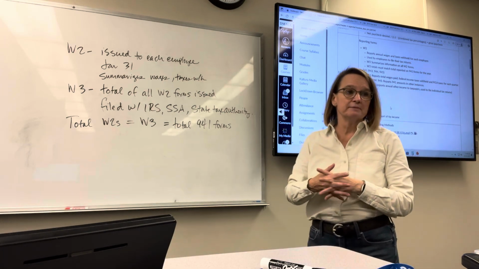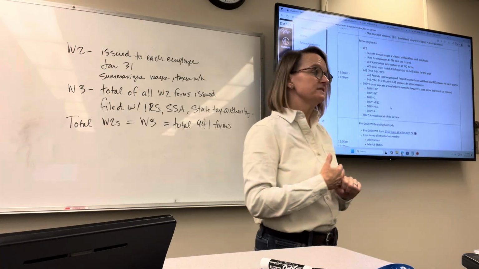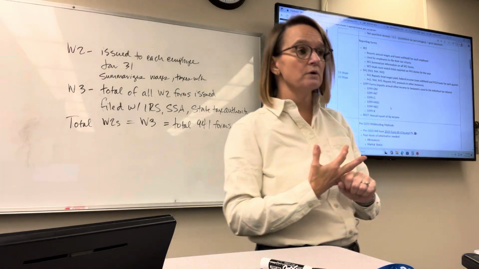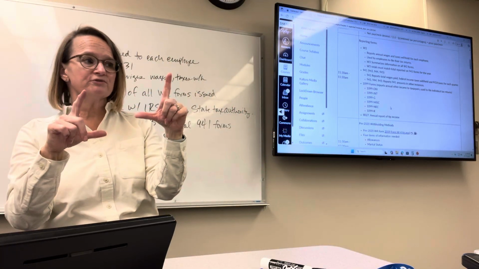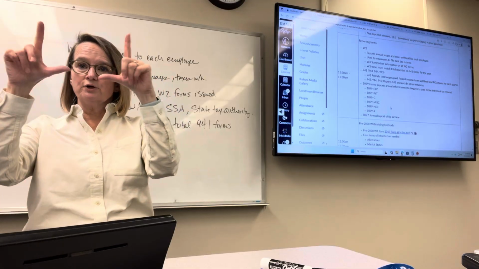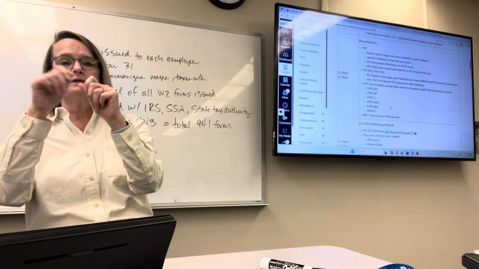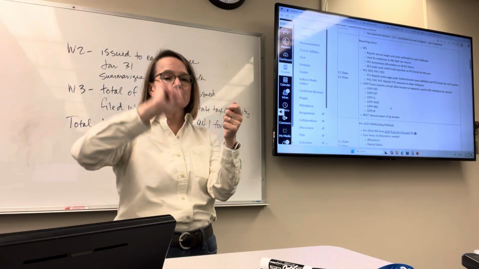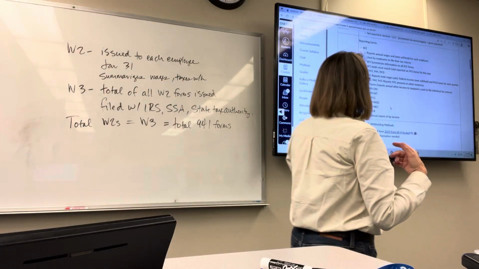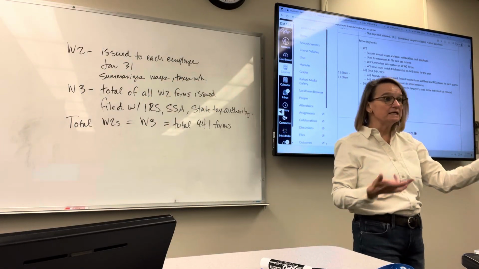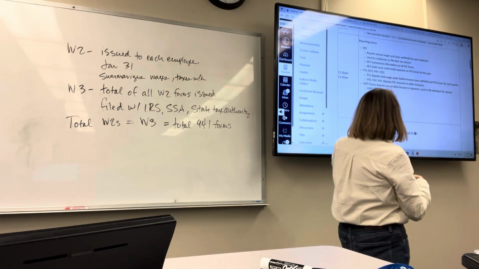1099G is for government payments, most commonly for unemployment compensation and for state and local tax refunds that were received. If you've ever filed your taxes and received a refund from the state of Iowa, you'll be familiar with the little postcard that they send out. It's one of those annoying pieces of paper that you have to rip off the edges of in order to open it up and get the information. But that's a 1099G. It indicates how much the taxpayer received in state refunds during the year.